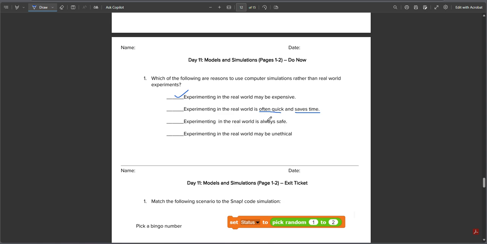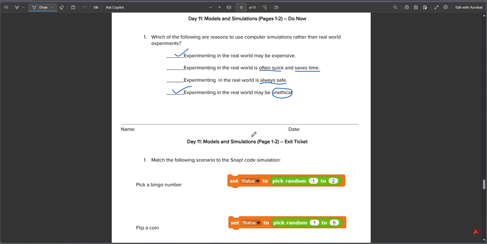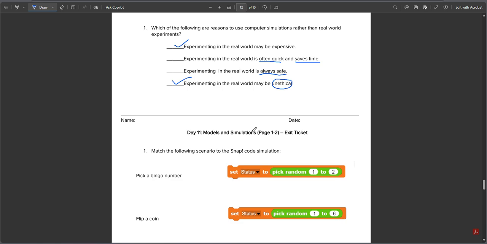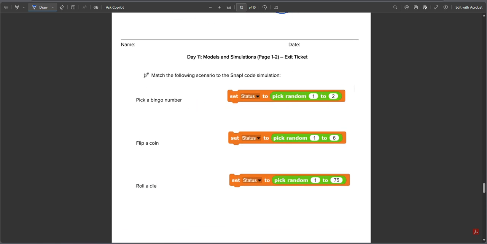Experimenting in the real world is always safe. Not always. There are times where you're trying to experiment with, like, new medicine and you don't know its risks or side effects. So this is not right. And then experimenting in the real world may be unethical. Yeah, so unethical, right? Like for example, a new medicine, and it affects other people. So these two, and then match the following scenario with the snap code simulations.